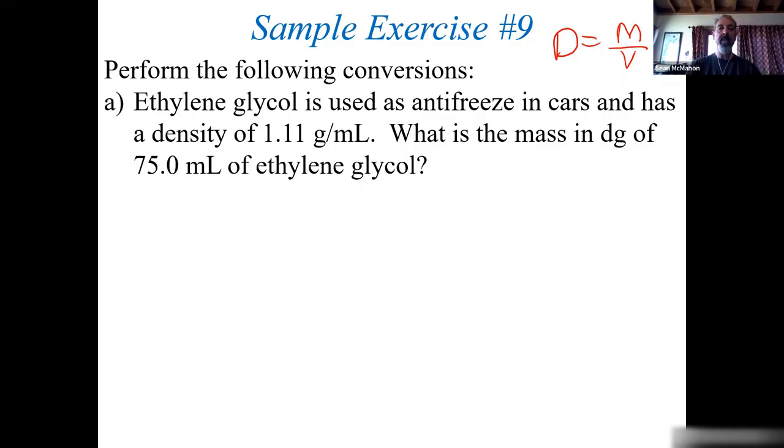So ethylene glycol is used as antifreeze in cars and has a density of 1.11 grams per mil. What is the mass in decigrams if I have 75 mils of ethylene glycol? By the way, ethylene glycol, the antifreeze, has 2 carbons, and then it has 2 alcohol groups, and then the rest are hydrogens. Now, you don't need to know that, but it is a main component in antifreeze.